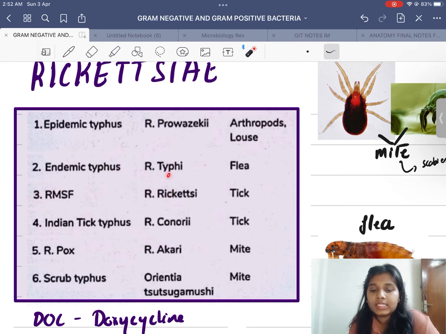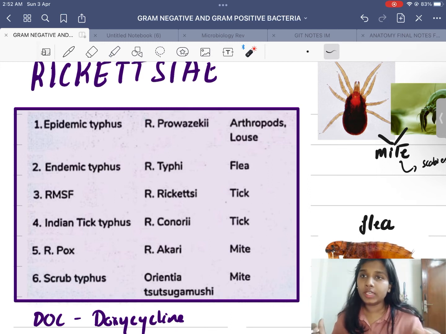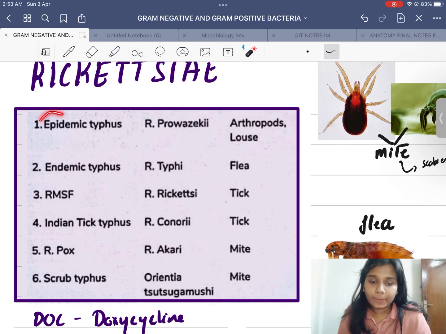Rickettsia typhi is causing endemic typhus, and prowazekii is causing epidemic typhus. So pro is like professional, so it can go all over the world. So that is epidemic typhus. And rickettsia typhi is for endemic typhus.